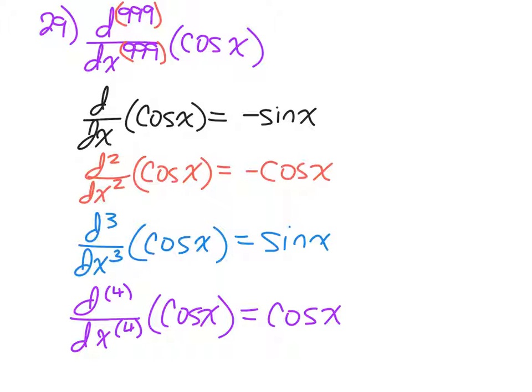So if you're talking about multiples of 4 in your derivative, you're talking about the derivative being equal to cosine. One short of a multiple of 4, sine, 2 short, negative cosine, and so on. So what's the nearest multiple of 4 to 999? 1,000. So this would be equivalent to the 1,000th derivative. So 999 would be one short of that.